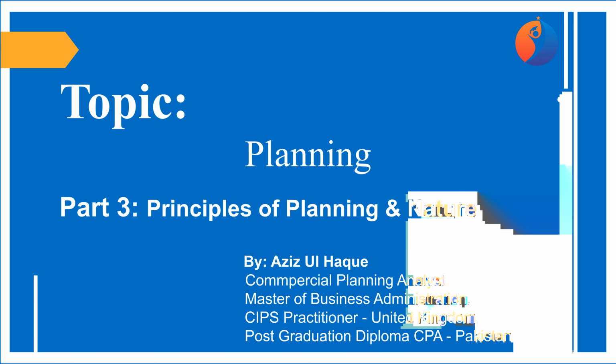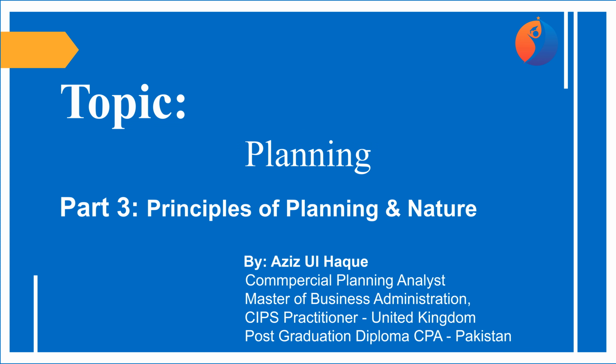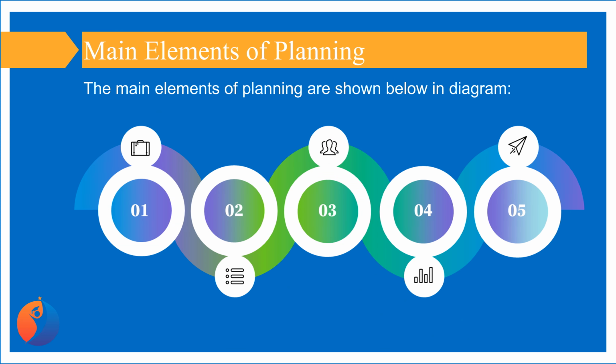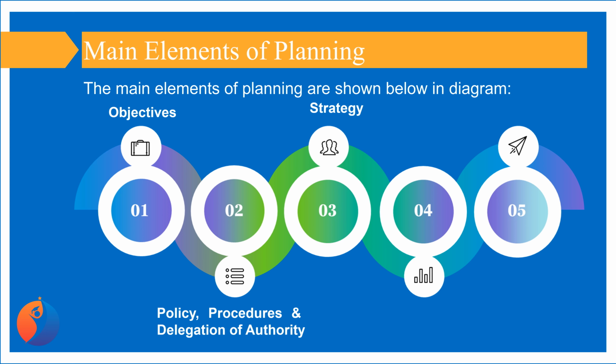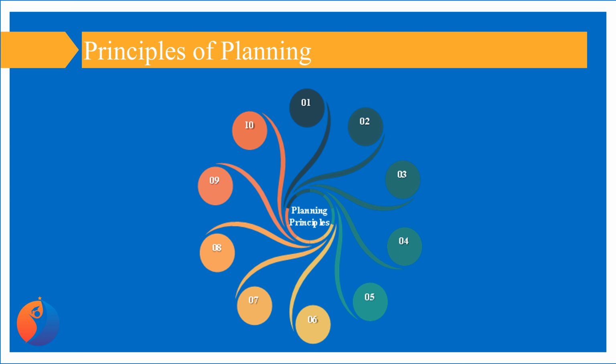Part 3, Principles of Planning. The main elements of planning are shown below in diagram. Number 1 Objectives. Number 2 Policy, procedures and delegation of authority. Number 3 Strategy. Number 4 Budget. Number 5 Project.